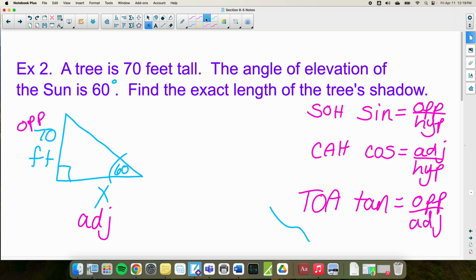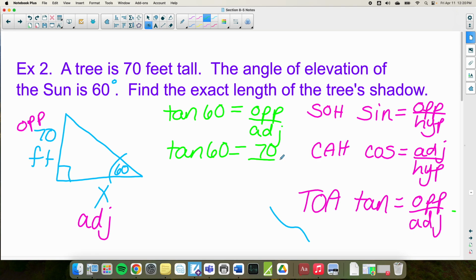So now if I look here, what trig function am I gonna use? Tan. So I'm gonna go tangent of 60 equals, now you guys could skip this part, but tan is opposite over adjacent. So then I go tan 60 equals opposite is 70, adjacent is X, okay?